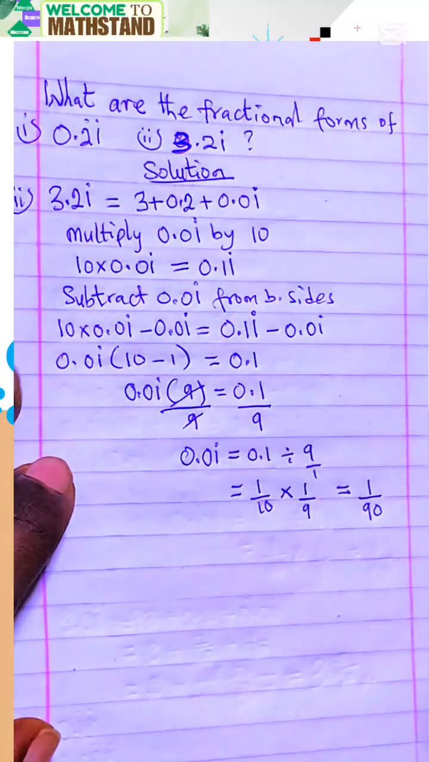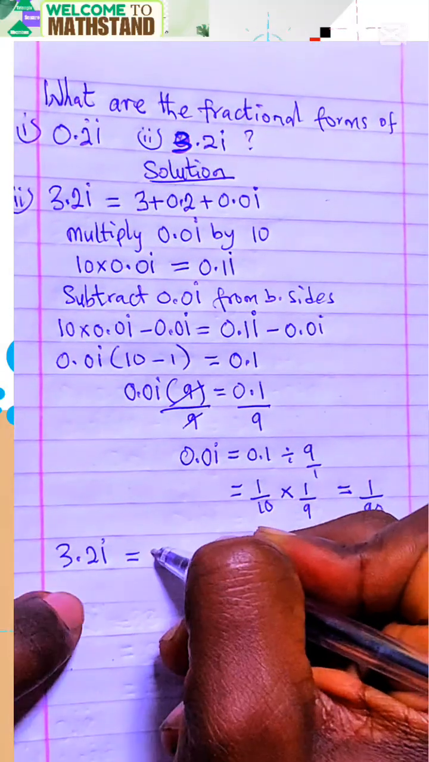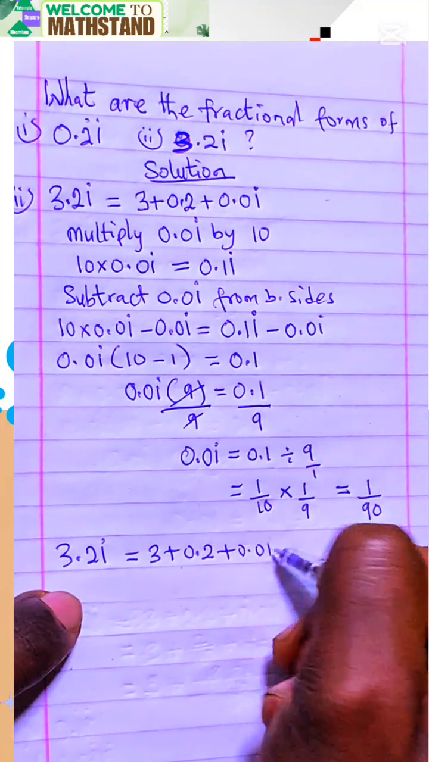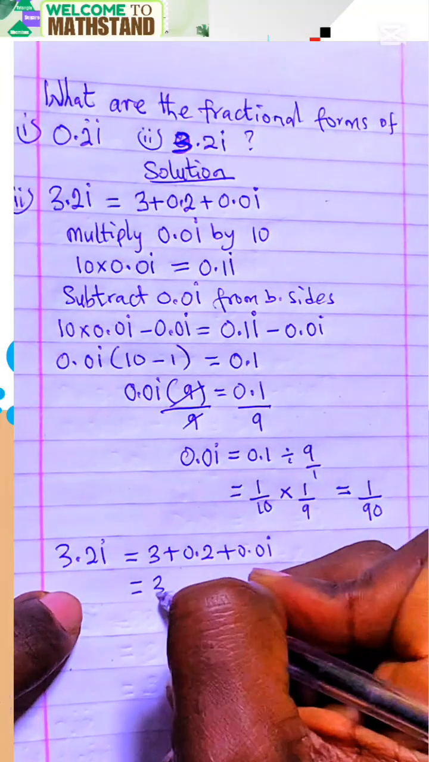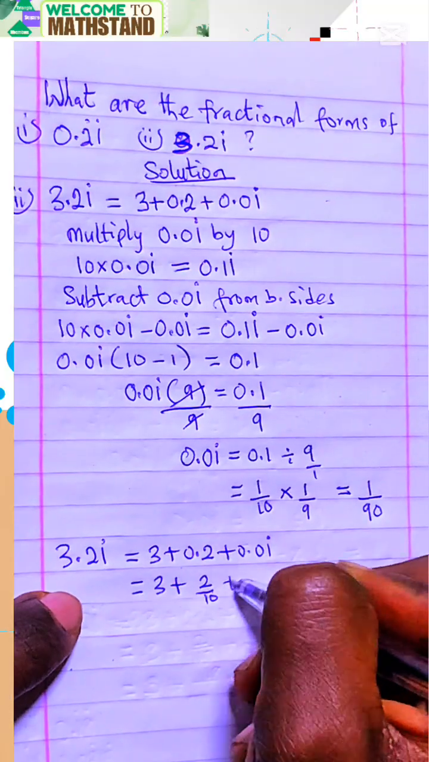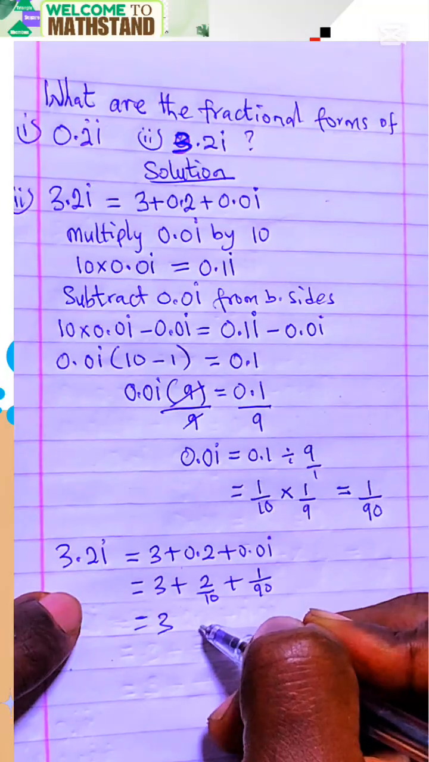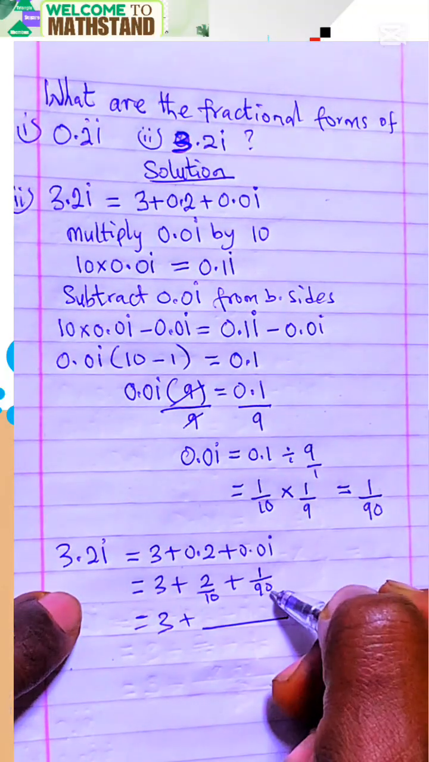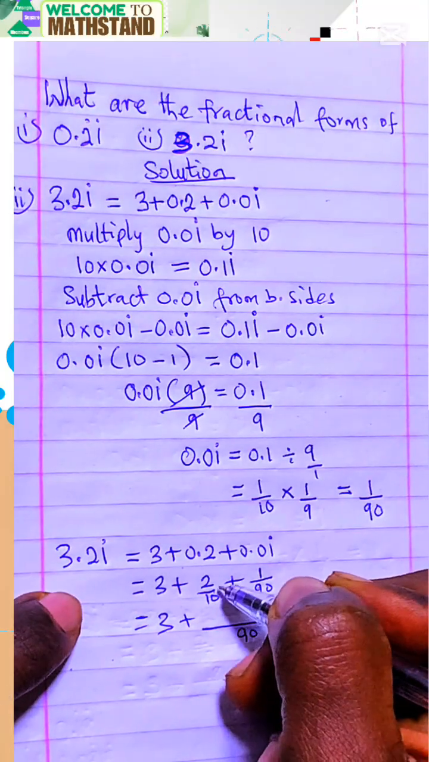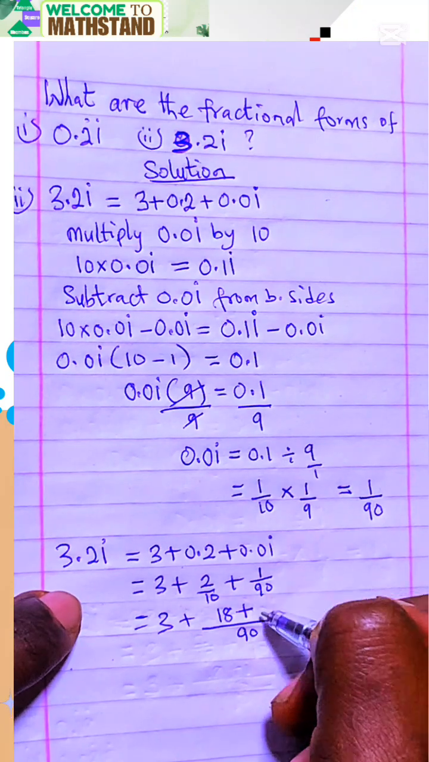So let's bring back everything. We bring down 3.21, which is equal to 3 plus 0.2 plus 0.01. So let's fix everything together. Change this to a fraction. We have 2 over 10. Then this one, the answer here is 1 over 90. So we have the LCM of 10 and 90, which is 90. 90 divided by 10 is 9. 9 times 2, we have 18. Then 90 divided by 90 is 1. 1 times 1 is 1 here.